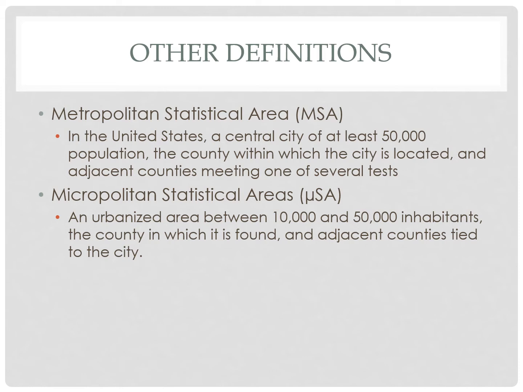50,000 people, the county within which the city resides, and adjacent counties that are essentially tied to that city through social integration or economic integration. Another one is a micropolitan statistical area, which is basically the same thing, except that it's between 10,000 and 50,000 people. So just the number of people is a little bit different. Everything else is the same: the county within which it's found, and adjacent counties to that city.